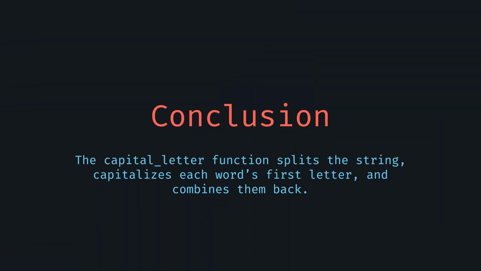To summarize, the capitalLetter function processes a string step by step, splitting it into words, capitalizing each word's first letter, and then combining it back into a single formatted string. This method is versatile and can be applied in various real-world scenarios, like formatting names, titles, or any text.